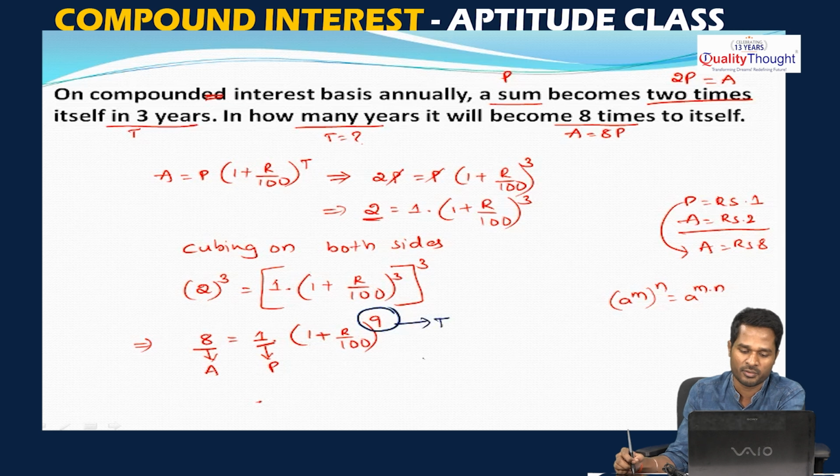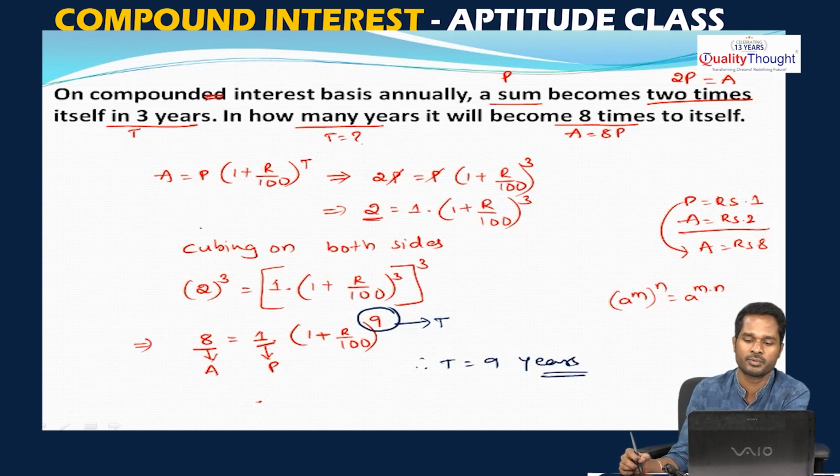So what is the value of t here? t will be equal to 9 years. It's very simple. The question says there is some amount, it has become 2 times in 3 years. Now A has become 2P in 3 years, so I just substituted it.